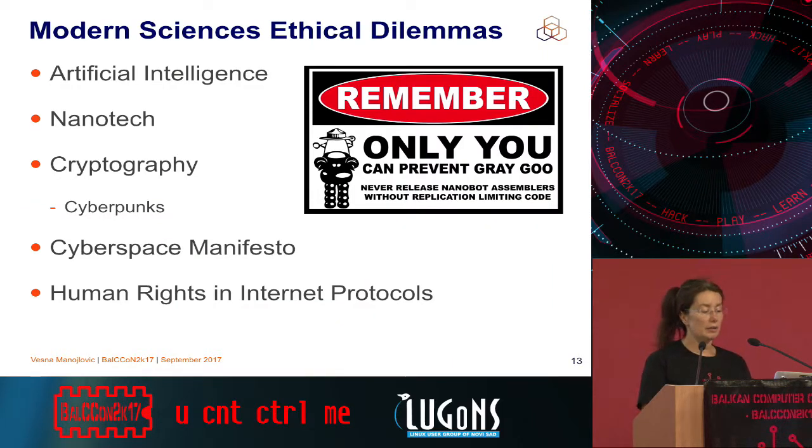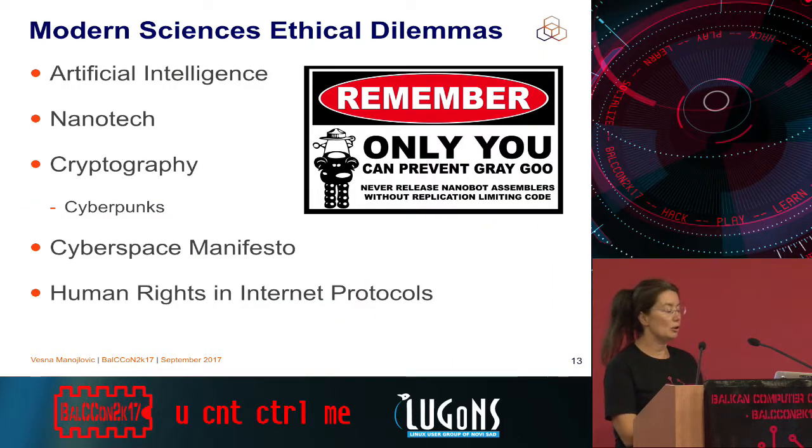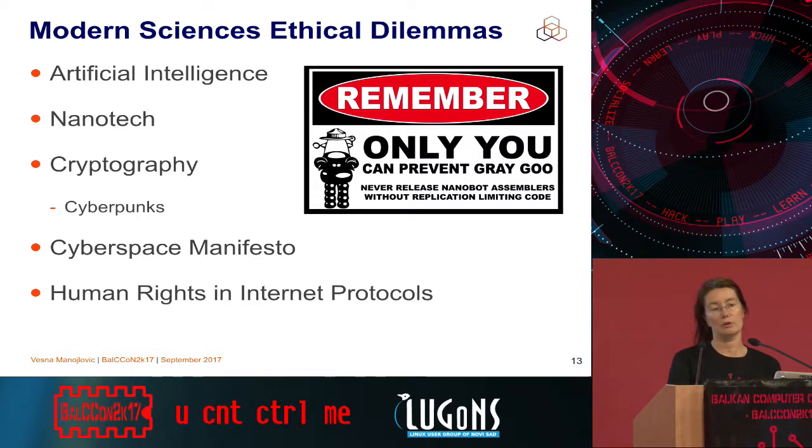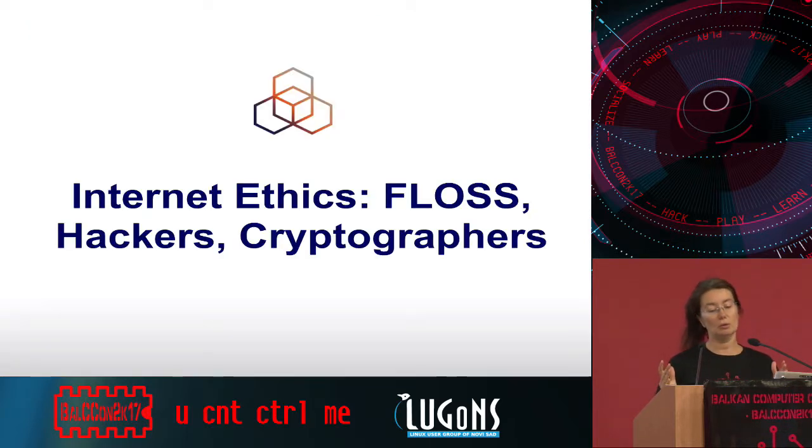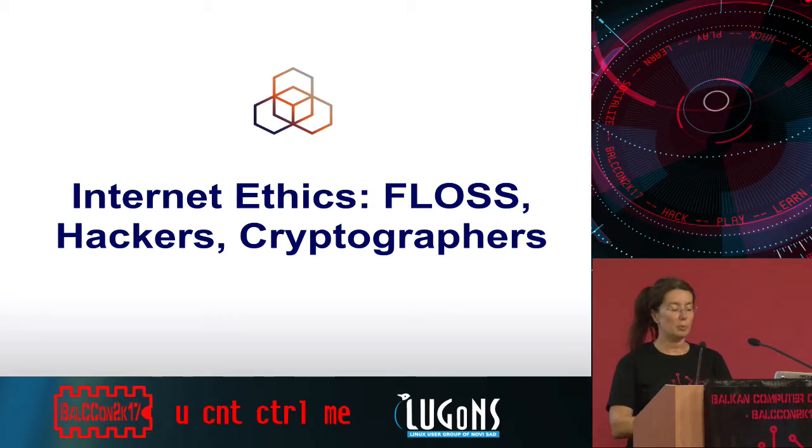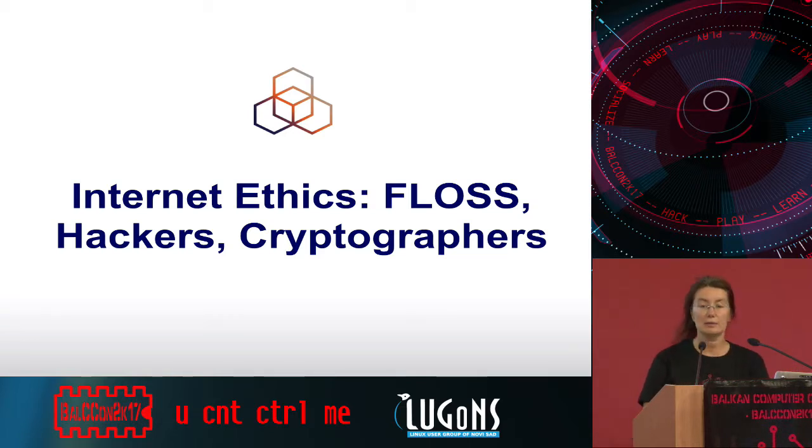So in other areas of modern sciences, like nanotechnology and the internet protocols themselves, how much consideration for human rights is built into all these sciences? These are huge areas of research and study that I cannot really cover in this talk. So I will go a little bit deeper into some even smaller parts of the internet technologies, and that is the free software and the hackers communities and the cryptographers.